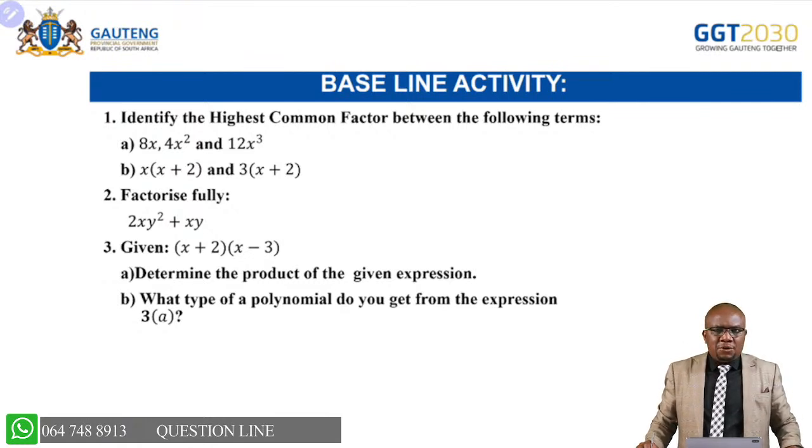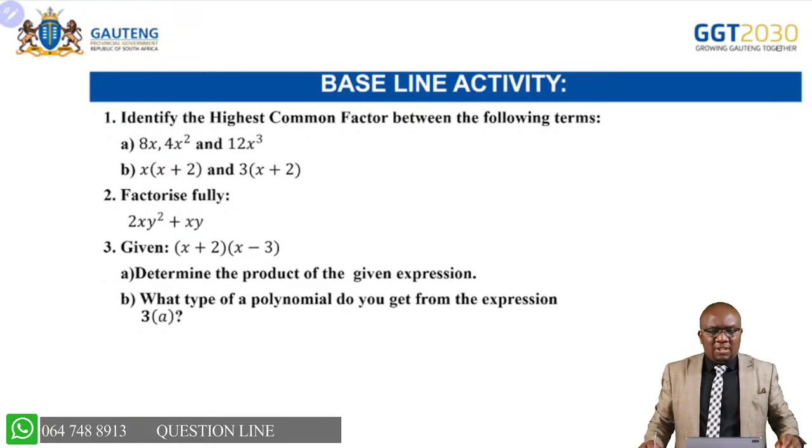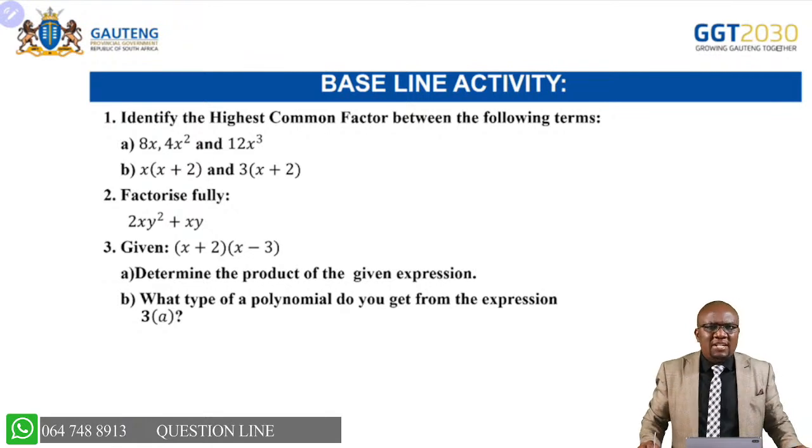Right, I'm going to give you 2 minutes. Question 1, question 2, question 3, all of them in 2 minutes. Please, if you need more time, send us your WhatsApp messages. Okay, it's not a WhatsApp group, but you send to the line 064 748 8913. Just tell us you need more time, then we'll extend. But 2 minutes, let's do the baseline activity. Let's try.